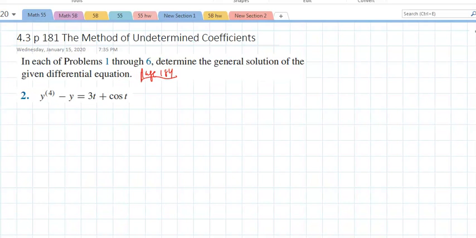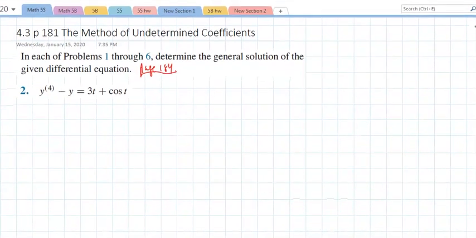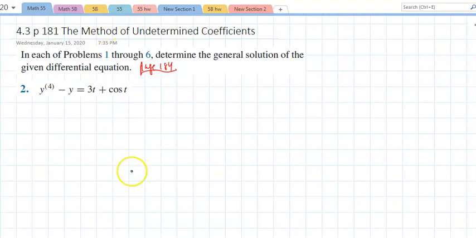The next section is identical to section 3.5. Pretty much what we did, add to that the complementary part. It says determine the general solution of the differential equation. Well, my equation has two components: y equals the complementary plus the particular.